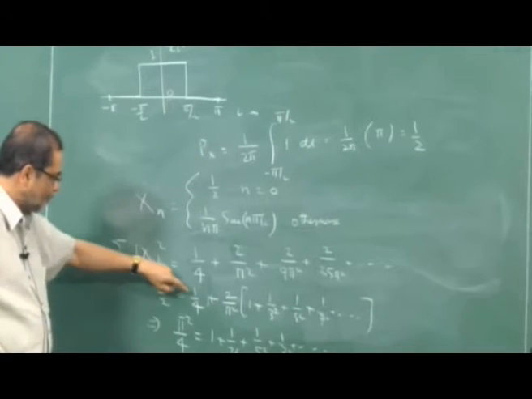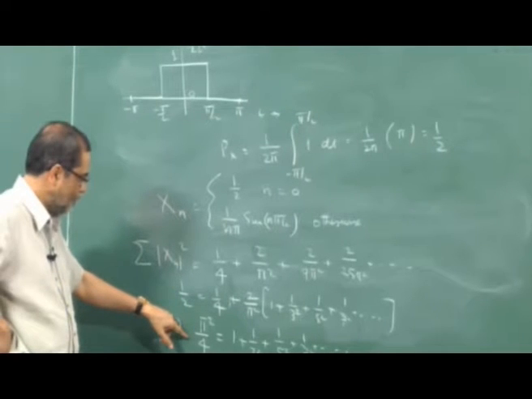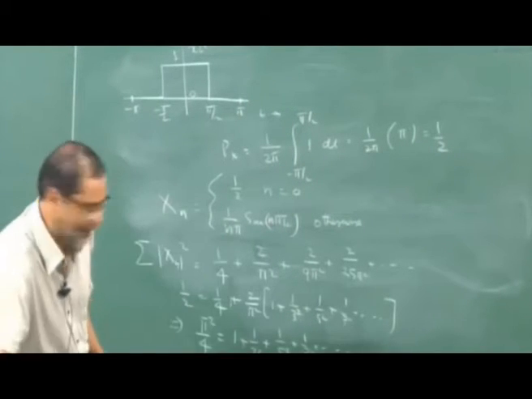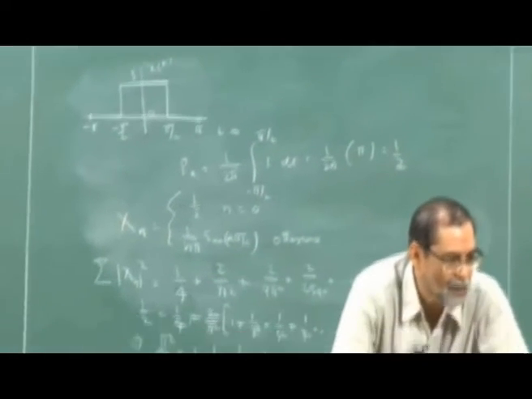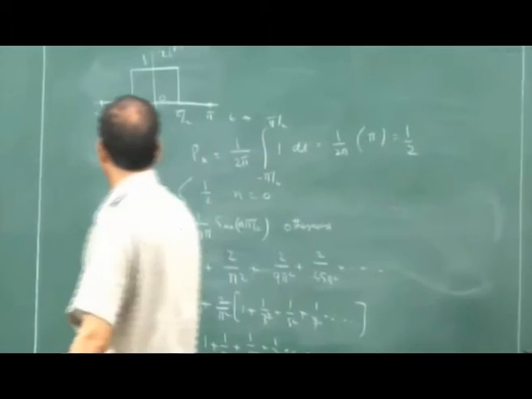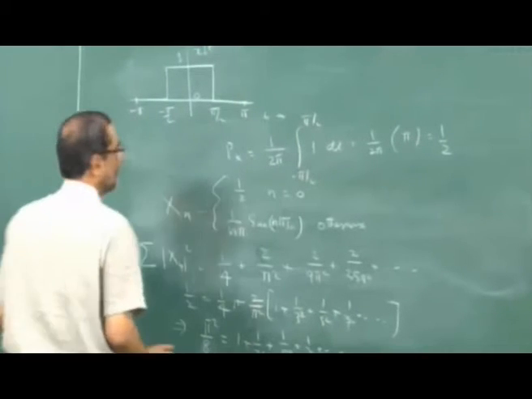So half minus 1/4 is 1 by 4. Oh, sorry, it's pi by 8. So it's pi square by 8. Okay. So the question is how to draw the power spectrum for the problem. Good question. Let me take that question now.